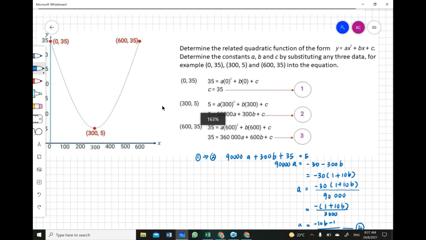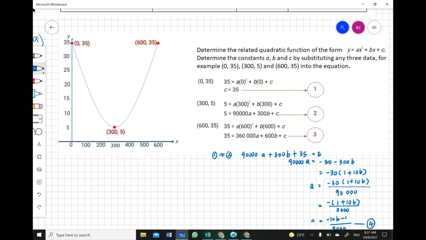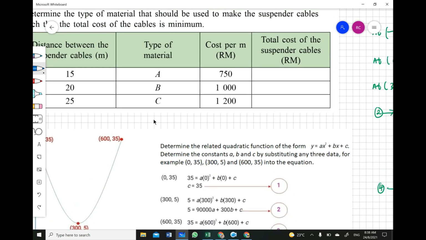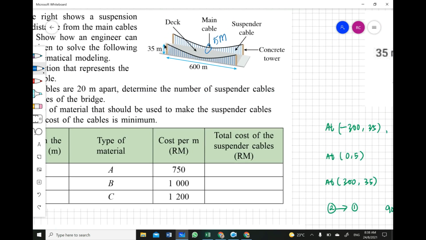We assume the bridge looks like this in a graph. All of these are positive values: 0, 35, 305, 300, this is the value of x. This is y. Just now they told you the main cable is 5 meters, right? That's why it is 300 with a 5 over here. And then this one is 635. Why 35? Because of the height of the concrete tower. It is 35. In the middle, of course, 600 divided by 2, this is 300.